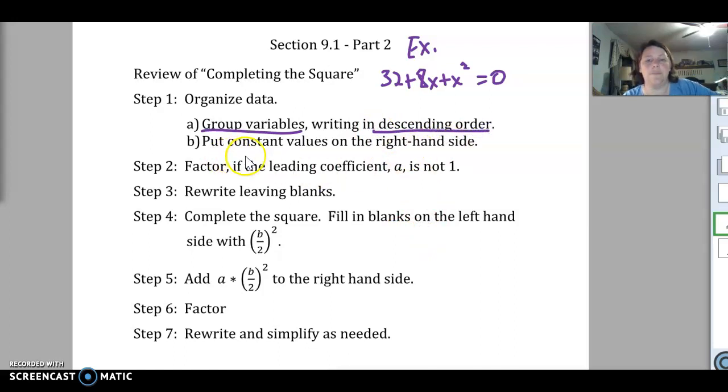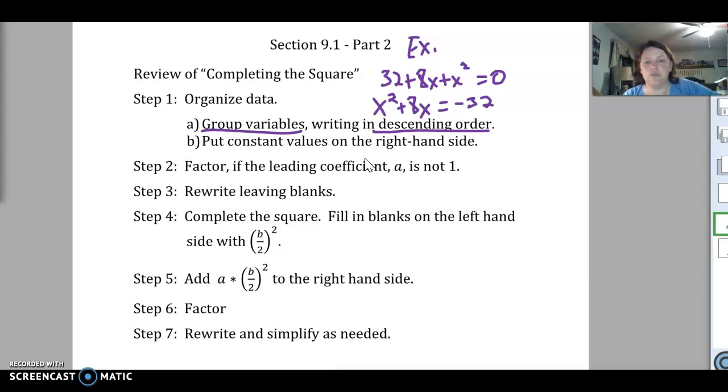Okay, put constant values on the right hand side. So we're going to rewrite this so that our x variables are grouped together, and then we're going to put our constants on the right hand side, just like that. Okay, so that's step 1. Step 2 is to factor if the leading coefficient a is not 1. So in this case, our leading coefficient is a 1, so we can skip that second step.